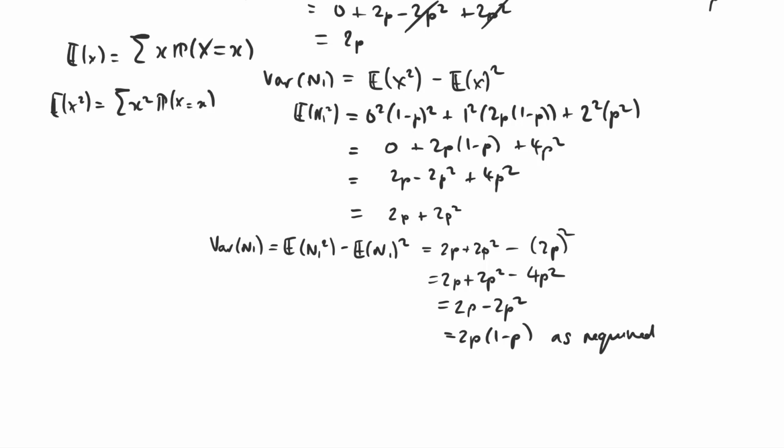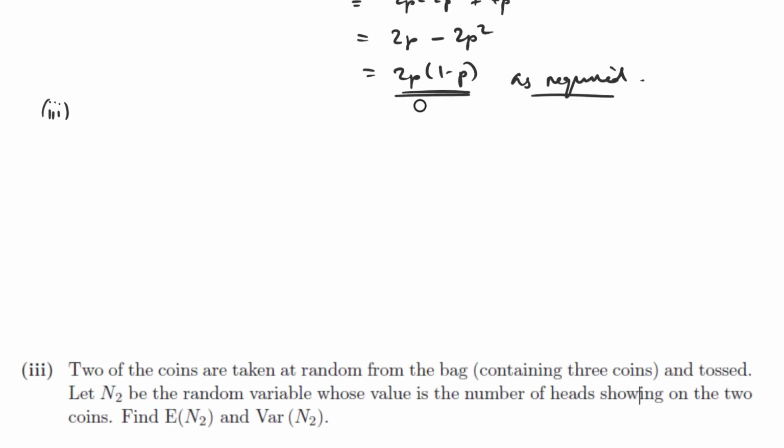Part 3: we've got 2 of the coins taken at random from the bag and tossed, and we want N2 now to be the random variable which says the number of heads showing on the 2 coins, and find the expectation of N2 and the variance of N2.